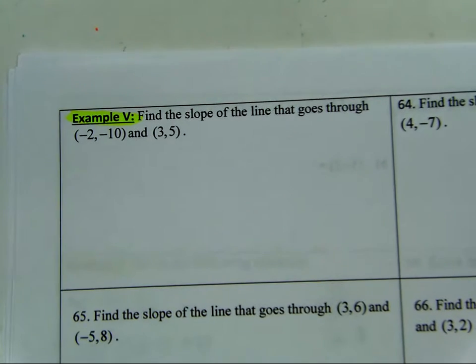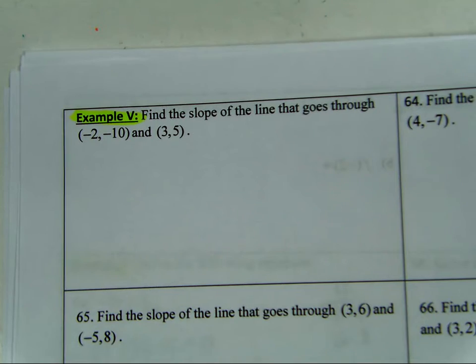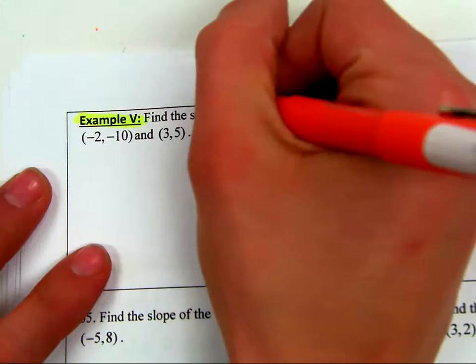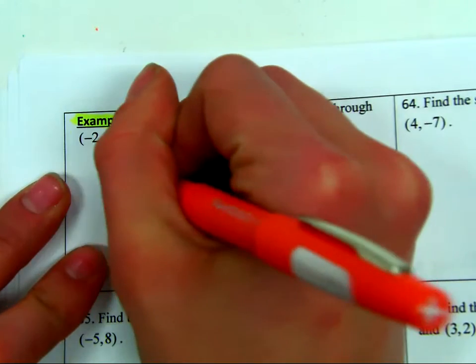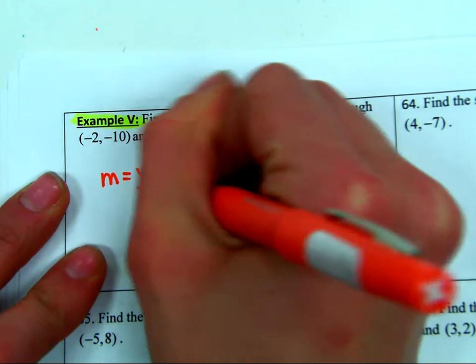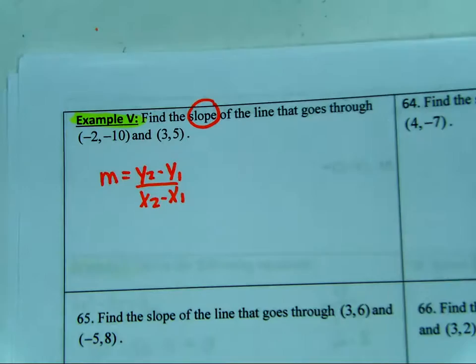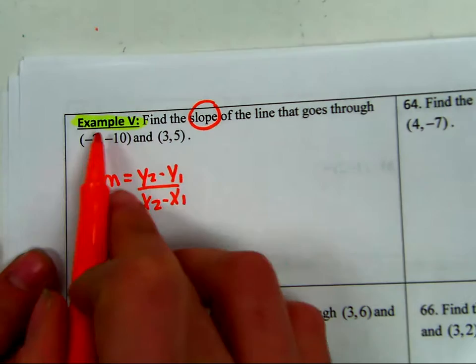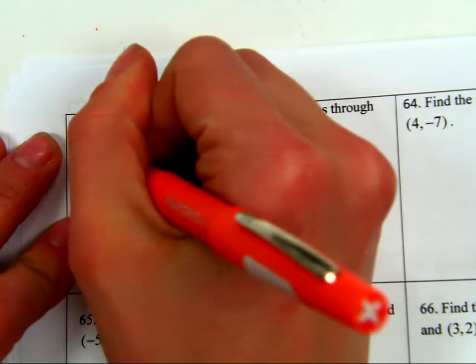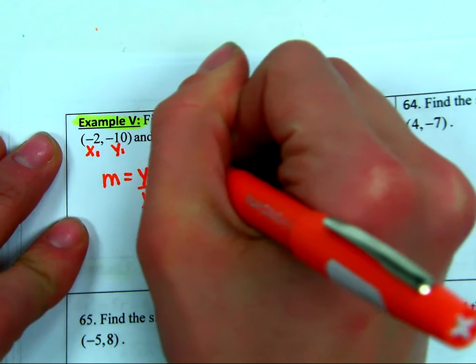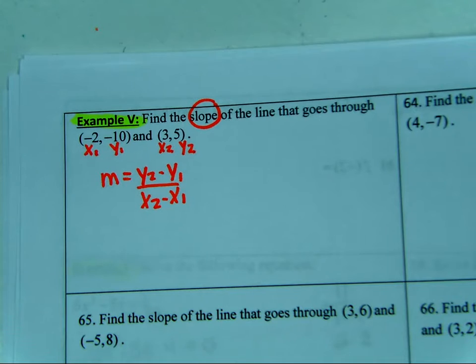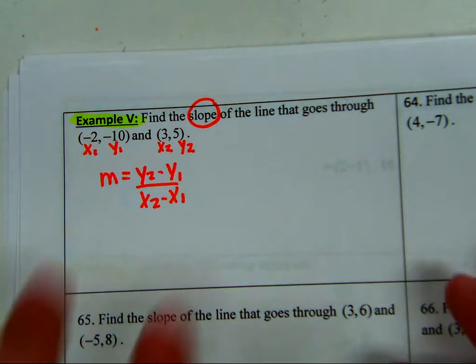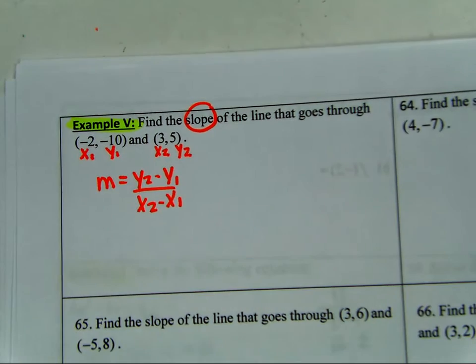Moving on, we need to do example V. It says find the slope of the line that goes through those 2 points. So you guys know the formula for slope is y2 minus y1 over x2 minus x1. And it's really easy to make mistakes with this formula, so I usually go through and label my points. One of them can be x1, y1. The other point can be x2, y2. It really doesn't matter which one's which. If you had them flipped, that would work out too.